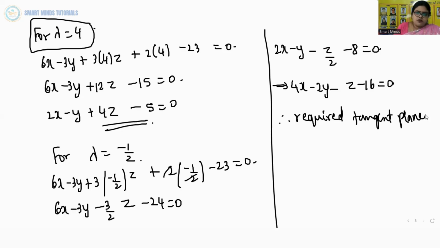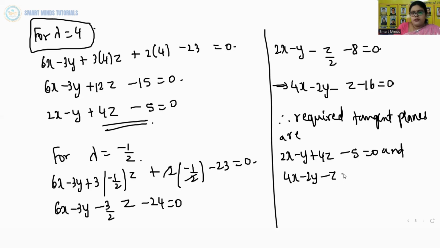Both the equations we will write together. Those are 2x minus y plus 4z minus 5 is equal to 0 and 4x minus 2y minus z minus 16 is equal to 0. These are the final tangent planes which are required.